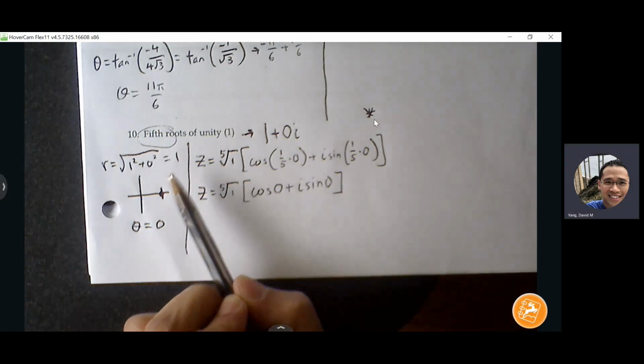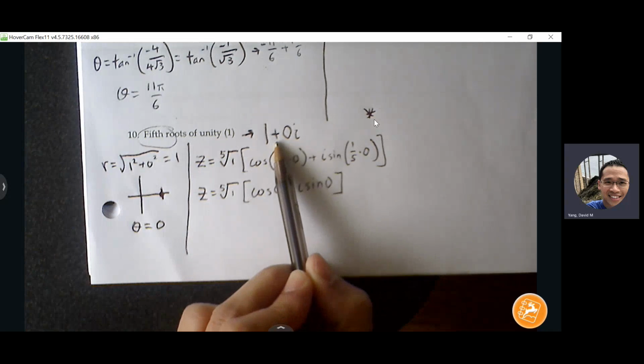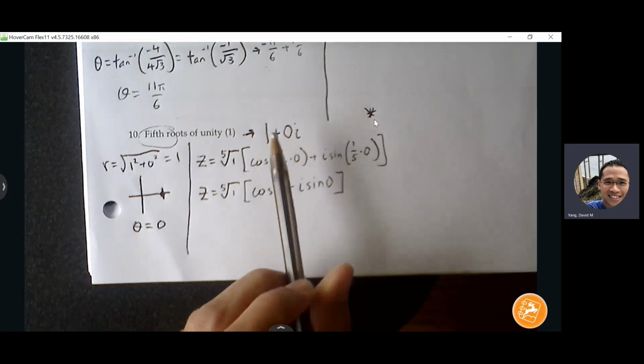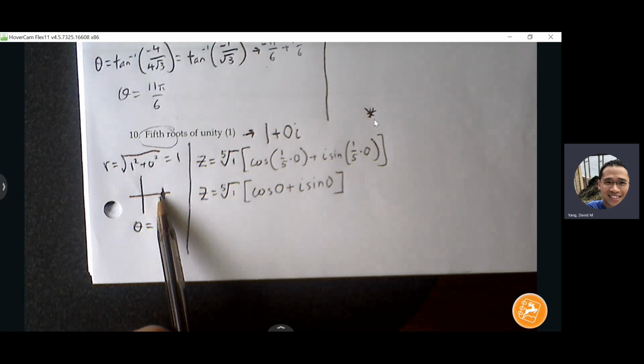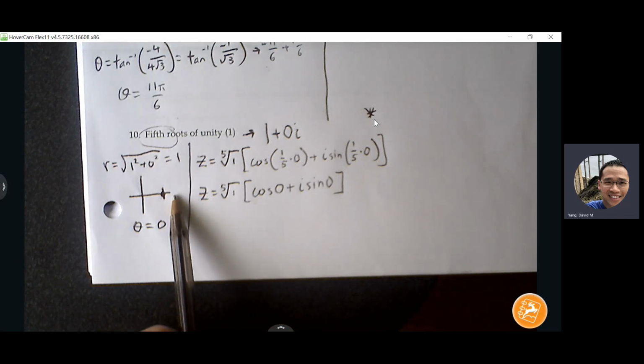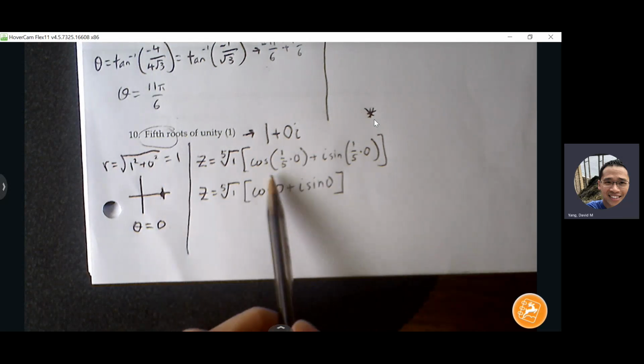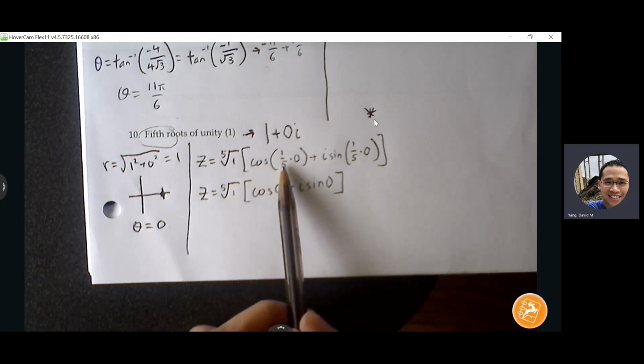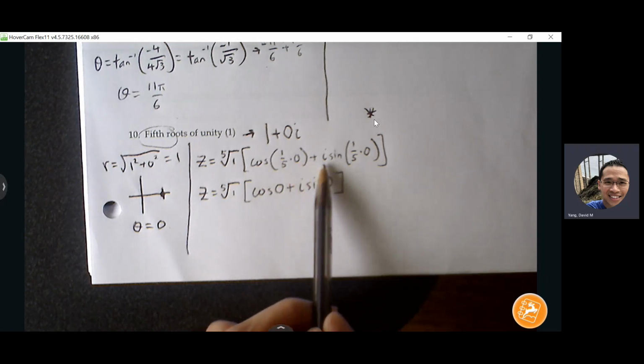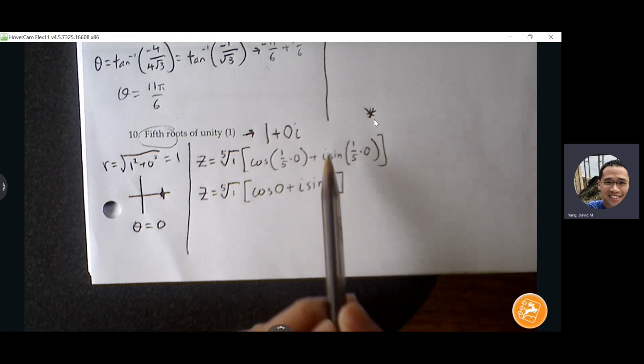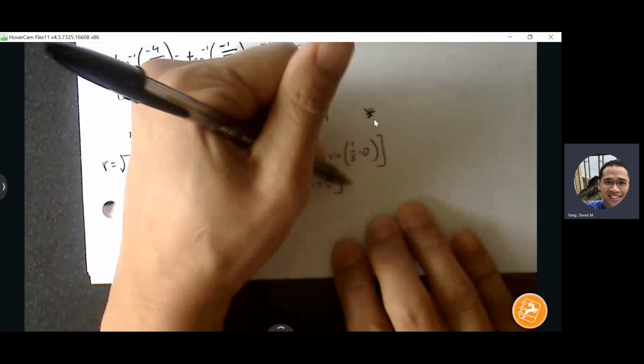R is equal to 1. If I just graph this point, I can figure out what degree measure it is. I don't really need inverse tangent, right? If I just go 1 unit over to the right, that's obviously 0 degrees. So 5th root, cosine of 1 over n times theta plus i sine 1 over n times theta. 1/5 times 0 is still 0, so this is my first solution.